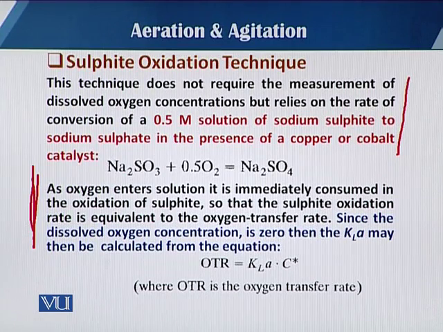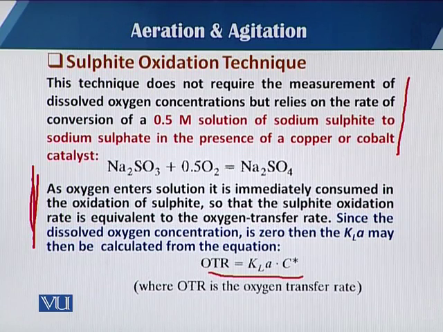Since the dissolved oxygen concentration is 0, the KLa may be calculated from OTR equals KLa dot C star. So all these techniques are actually used to calculate the KLa. If we start the fermentation process, suppose at the start there is 0 oxygen, then we sequester all the oxygen and relate that to a 0 point, and then we start.